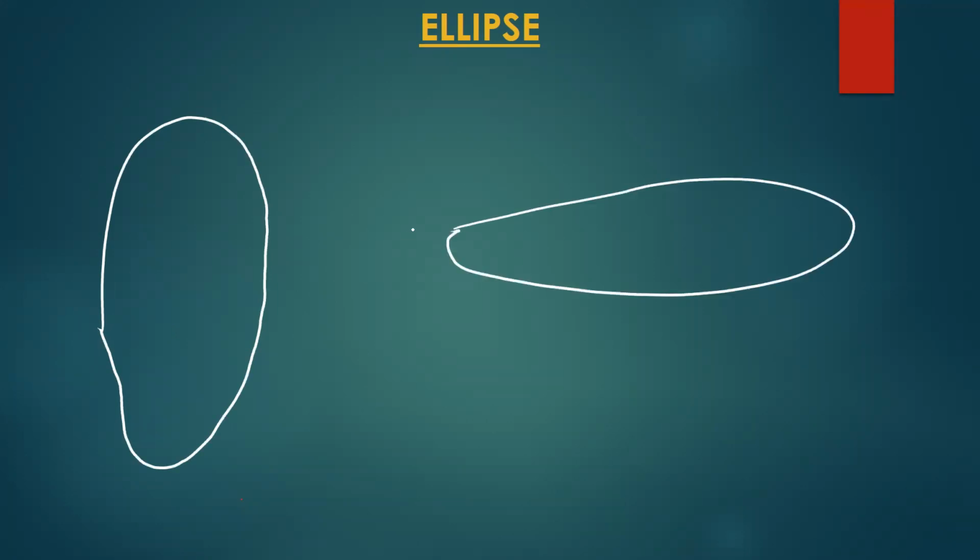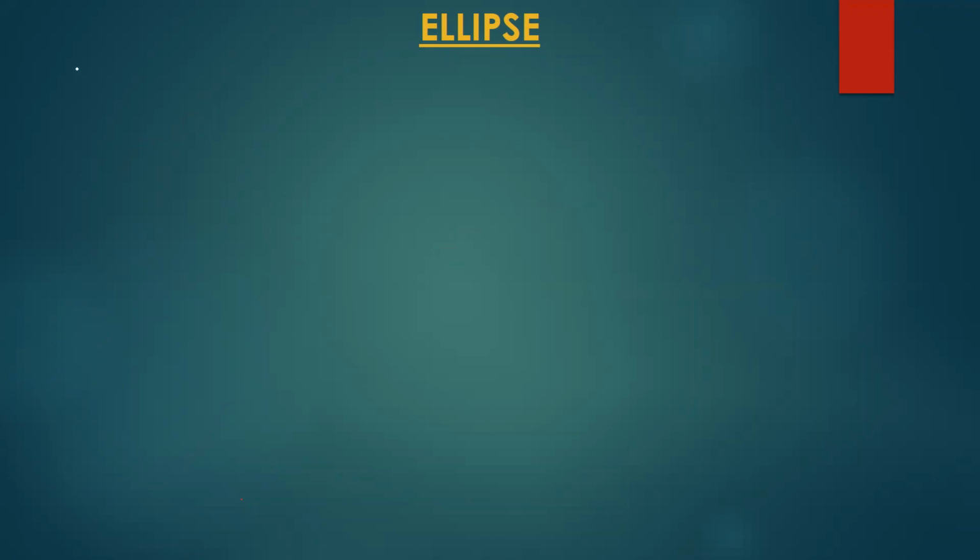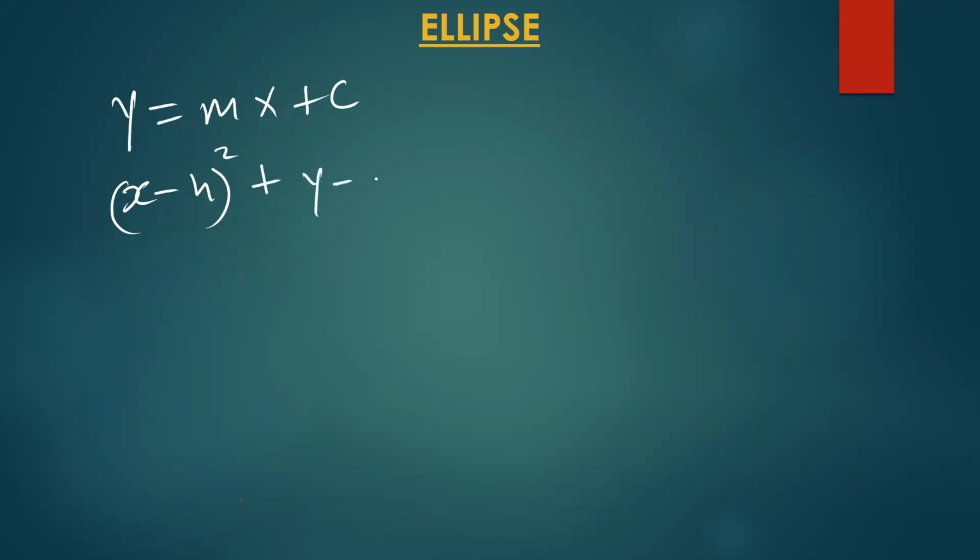Yesterday we discussed the general formula of a straight line, which was y is equal to mx plus c. We also looked at the general formula of a circle, which was (x minus h) squared plus (y minus k) squared is equal to r squared. So tonight we're going to look at the general formula of an ellipse.